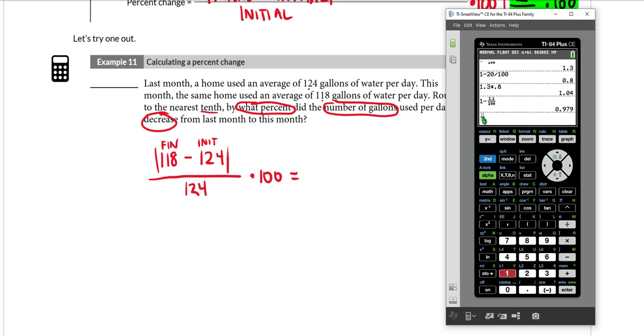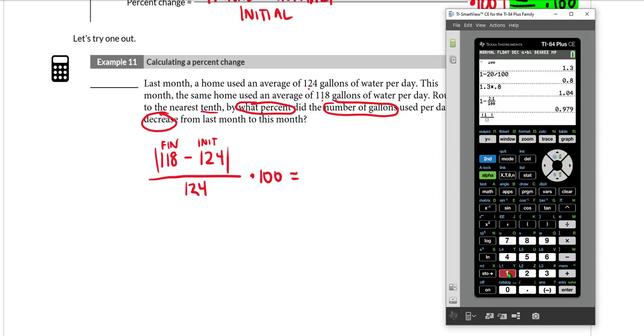So now I have my fraction. Then I hit alpha and I hit the window button to bring up my F2 menu. And the very first item in my F2 menu is absolute value. You can also access absolute value in your math menu. If you hit math and then you scroll to number, the very first thing under number will be absolute value. So you don't have to get absolute value in the F2 menu, but it is a convenient way to get to it.